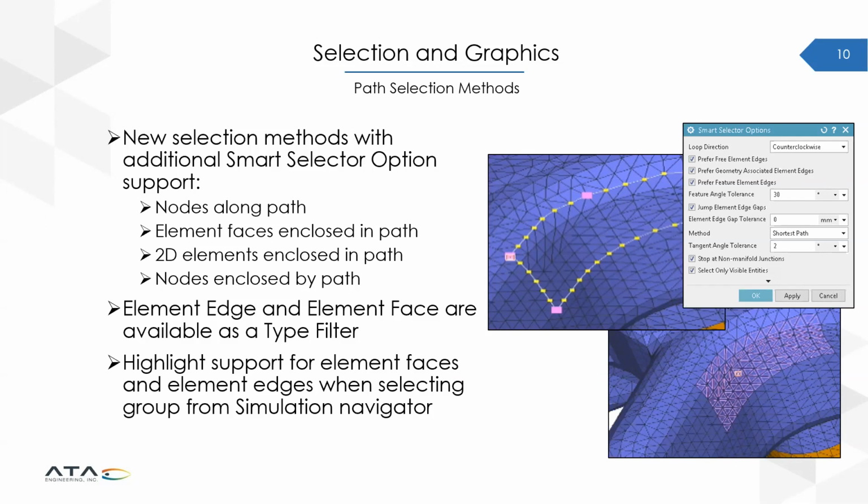In addition to this, we have some new type filter options that allow us to specifically select element edges and element faces. That's helpful. To tie all this together, we now have highlight support for element faces and element edges. Previously, it was hard to select element faces or edges unless you were creating a load for pressure or something like that. So in general, it's a lot easier to select these entities, and it's great that we have highlight support. Now if we have a group, we can actually check and see what's in that group. Again, we'll look at this during the demo in a minute or two.